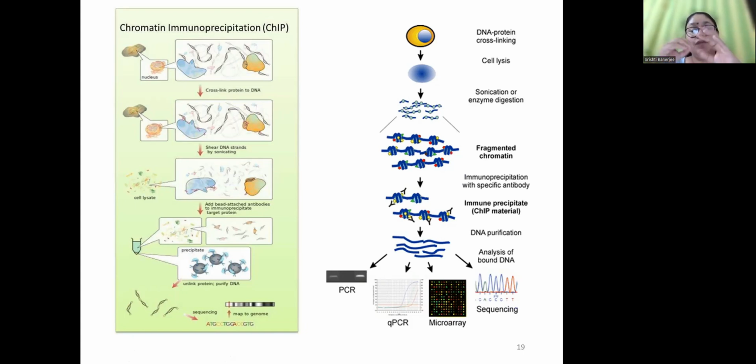Now you have to remove the proteins from it. Why? Because you need to determine which portion of the DNA it was binding to, where exactly it was present. For that, you remove the protein from the DNA by unlinking it. There are enzymes which unlink it, which break the bonds between them. Once you've unlinked it, your protein and DNA are separate. Now you can detect the DNA by sequencing, by microarray, by qPCR, or by PCR.